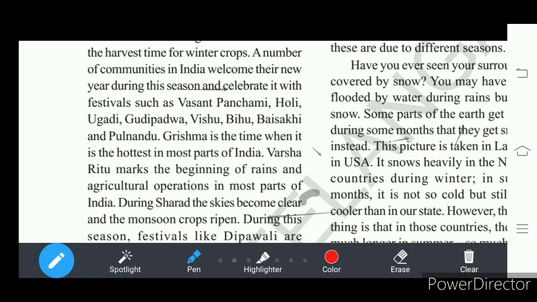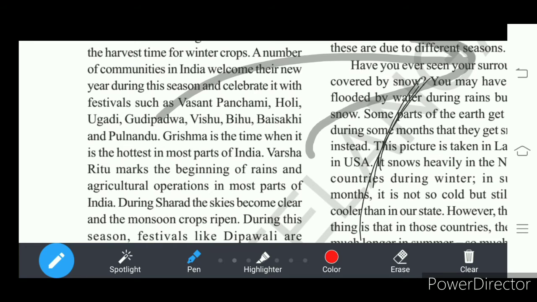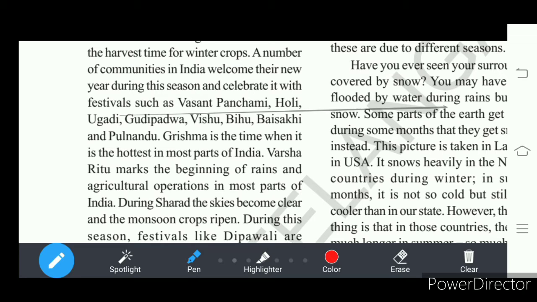That is Vasanta Panchami. We start it in our school, no? Vasanta Panchami, Holi, then Gudi Padwa, Ugadi, Vishu, Bihu, Baisakhi, Puthandu. These are some festivals associated with agriculture. These festivals are connected with agriculture work. So harvesting time means the crop is coming into the hand, right?